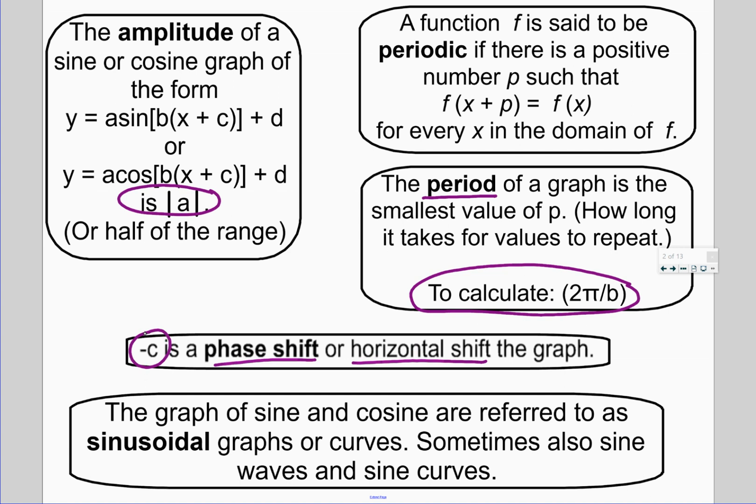You also might see the word sinusoidal in like a word problem or something if you're doing your Math Excel. Sinusoidal just means wave shape. It's a graph that looks like a sine function.